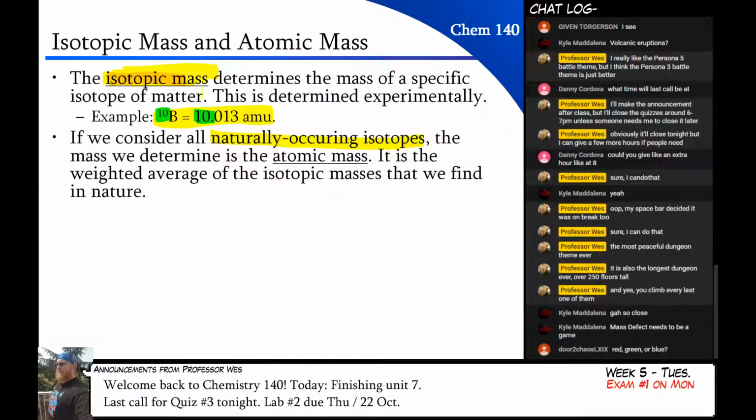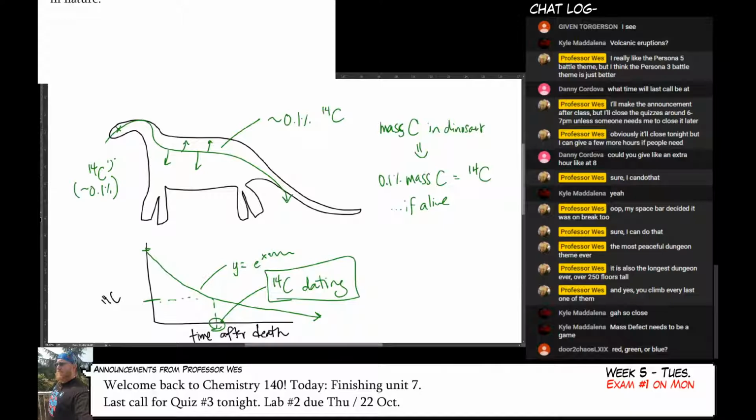If I take all the isotopic masses of all the naturally occurring isotopes, then what I do is I take the average of those masses based on how many of them we find. Now, this is what's called a weighted average. In order to talk about weighted averages, we have to first talk about regular averages. So we're going to do that on this screen here.